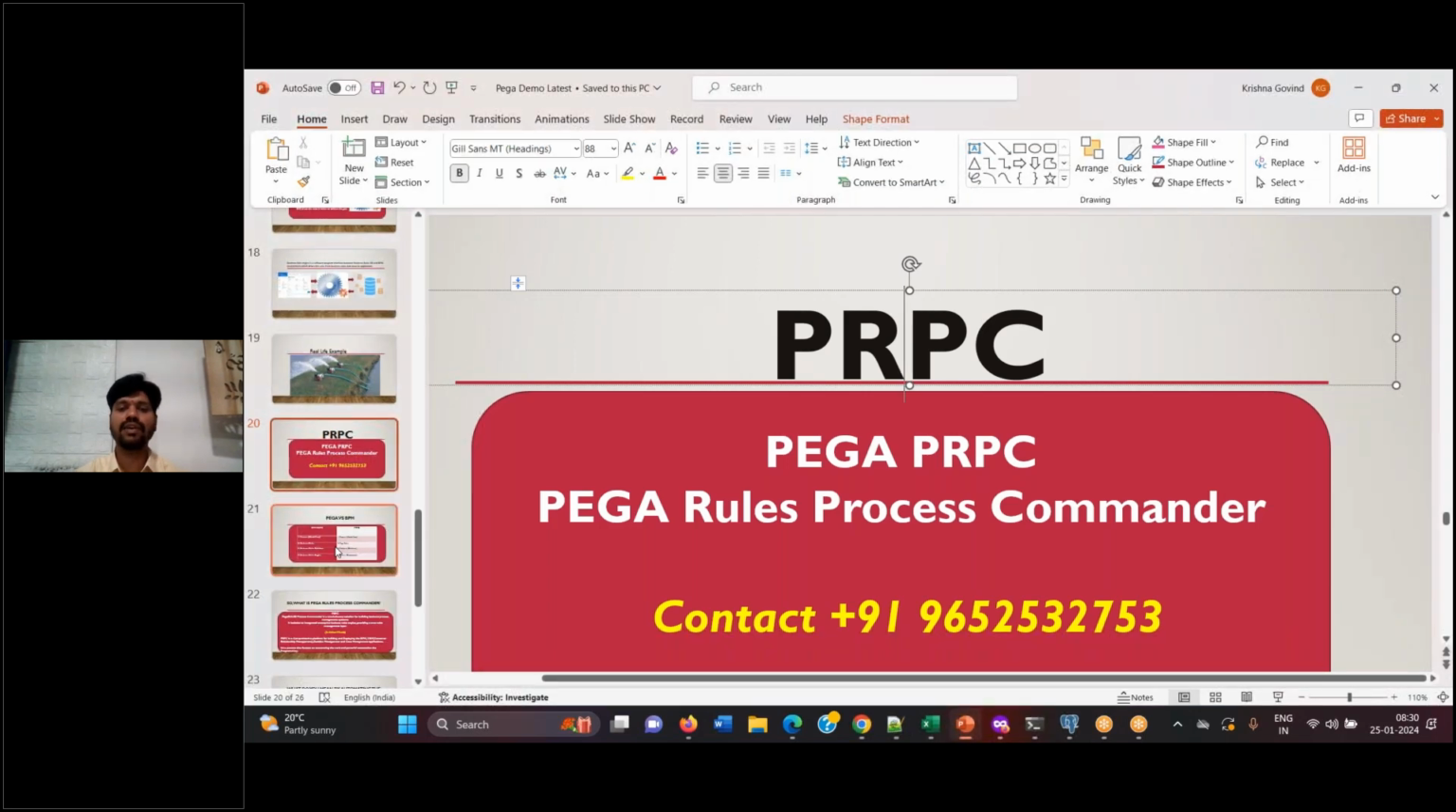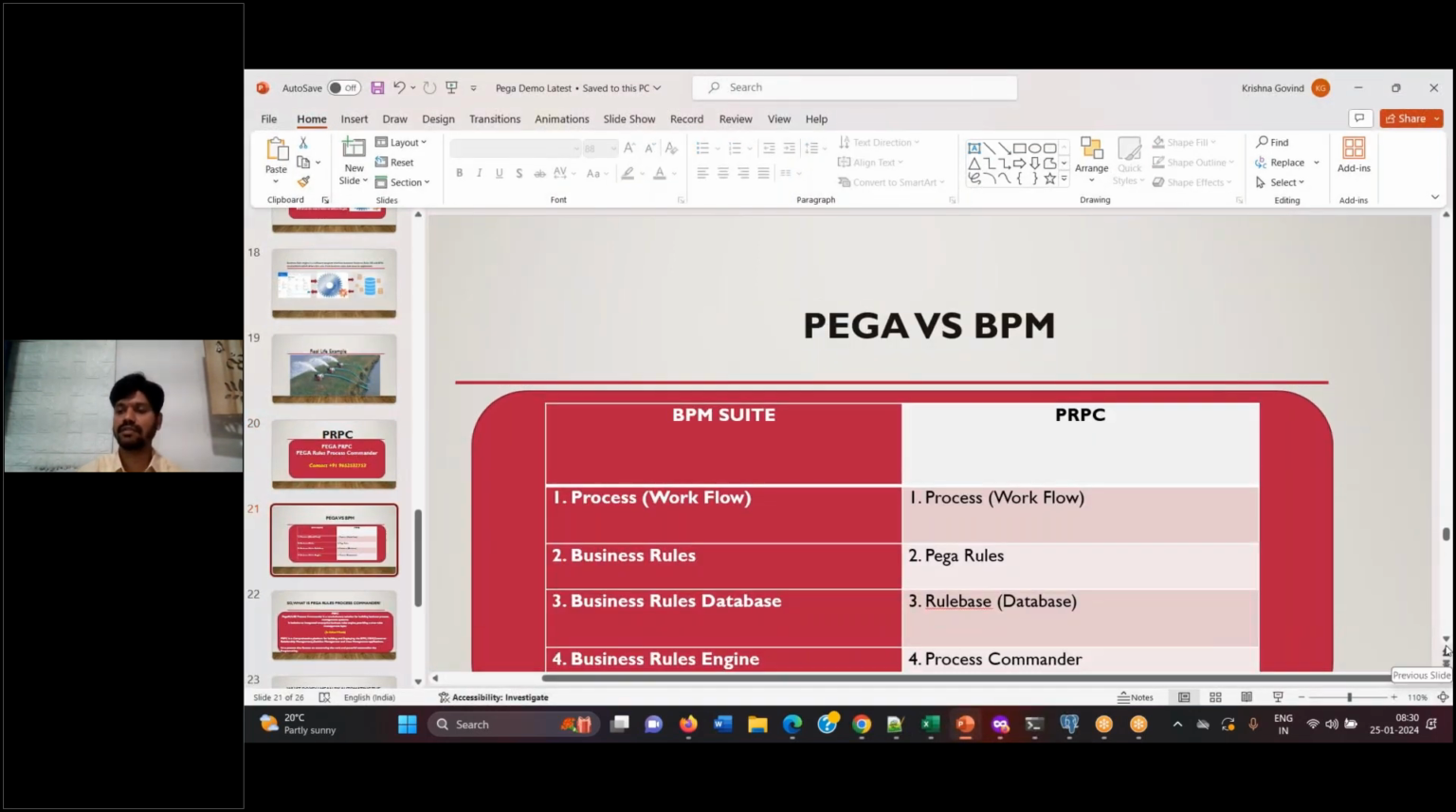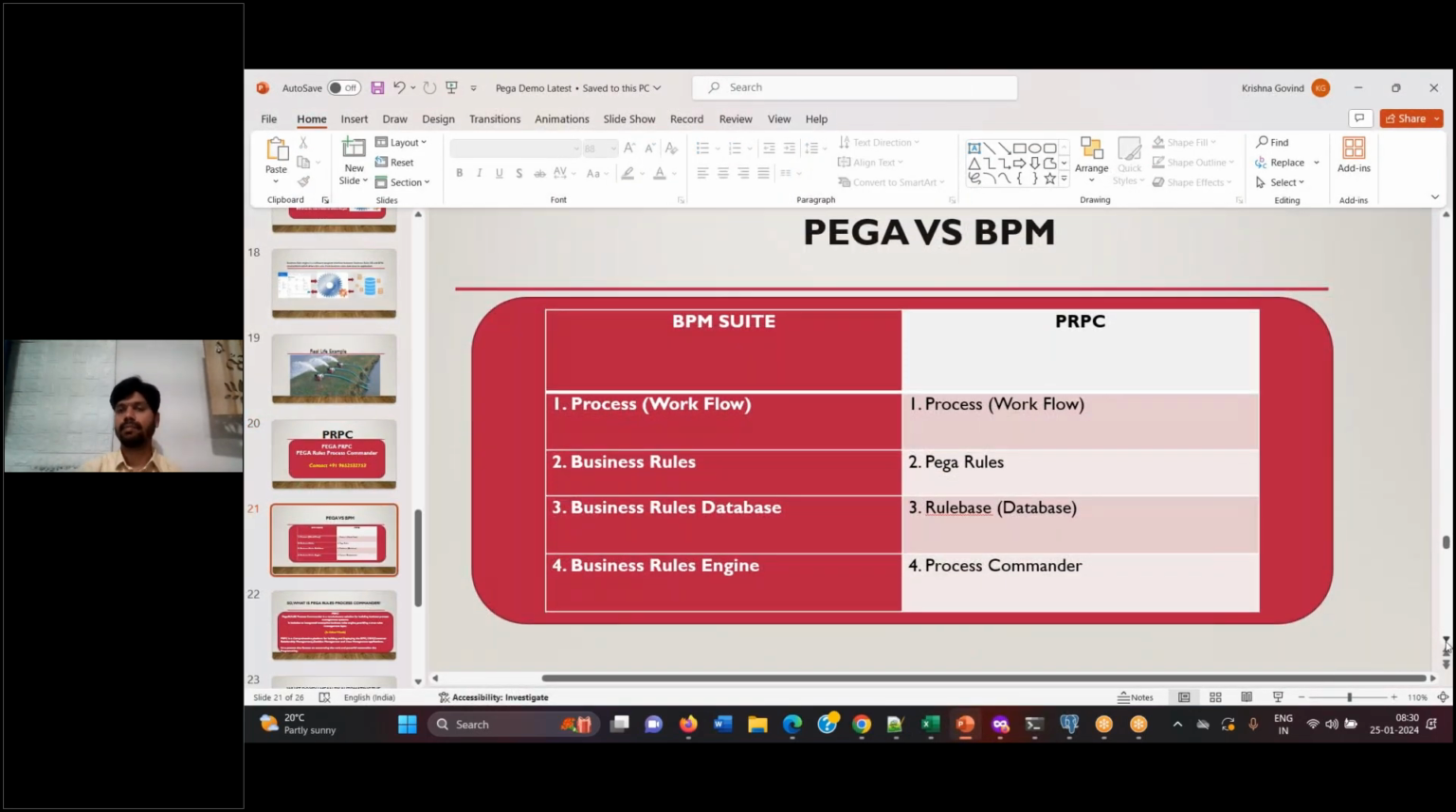Now the same comparison I have given here. BPM suite, PRPC, process, business rules, business: the equivalent terminology. What is changing in Pega? Only the flow and process are not changing. All the remaining naming conventions have been changed. Whatever the naming convention, I should understand the functional behavior and its purpose. That's pretty fair.